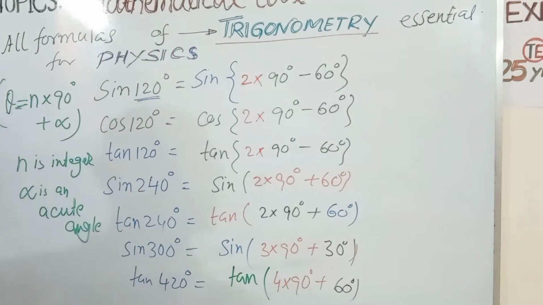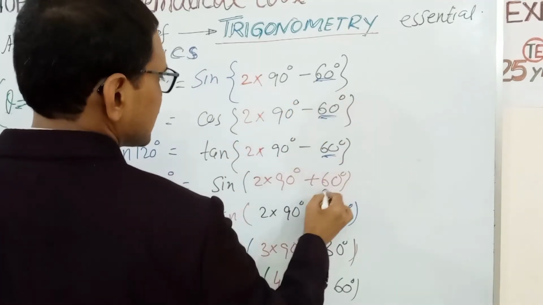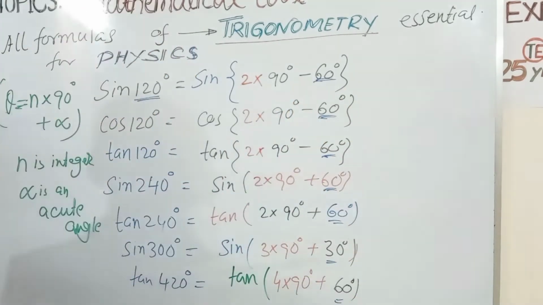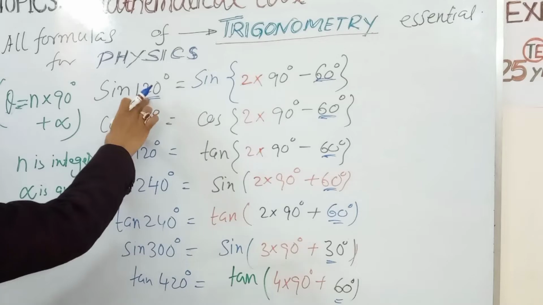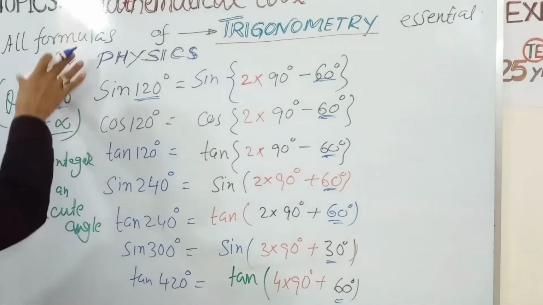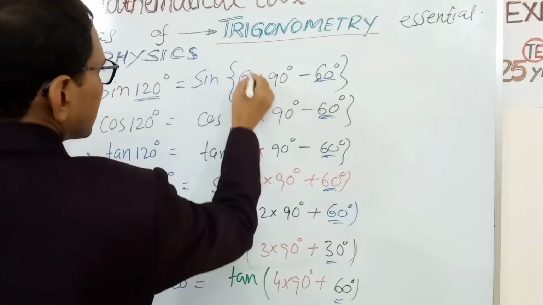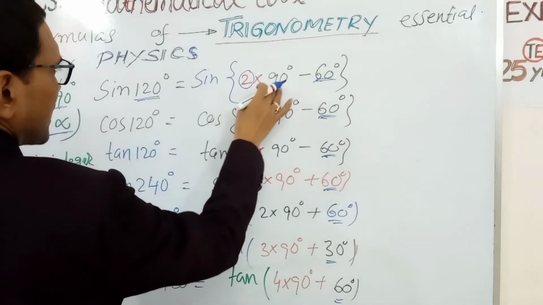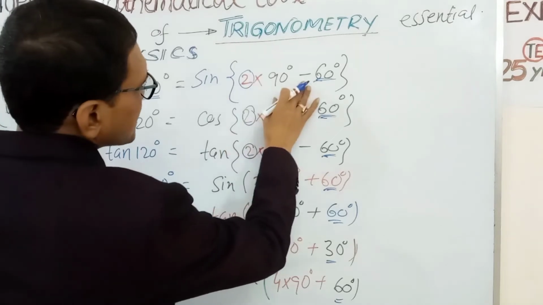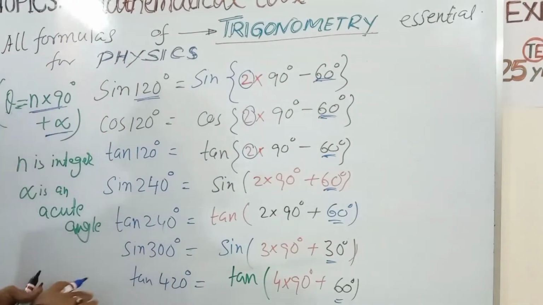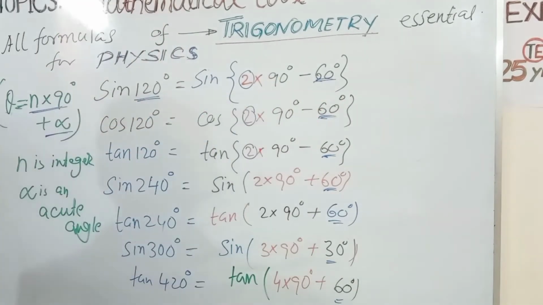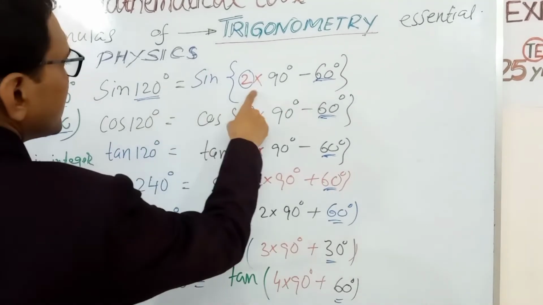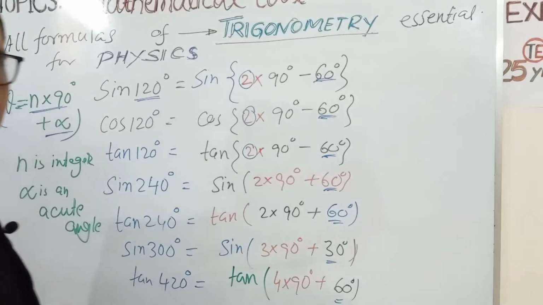So these angles are acute angles. You have to first split this angle in this form, that is always an integer multiple of 90 plus or minus some acute angle. You have to split this angle in the form n into 90 plus alpha, n is an integer, alpha is an acute angle. So 120 is 2 into 90 minus 60, we can write this way.